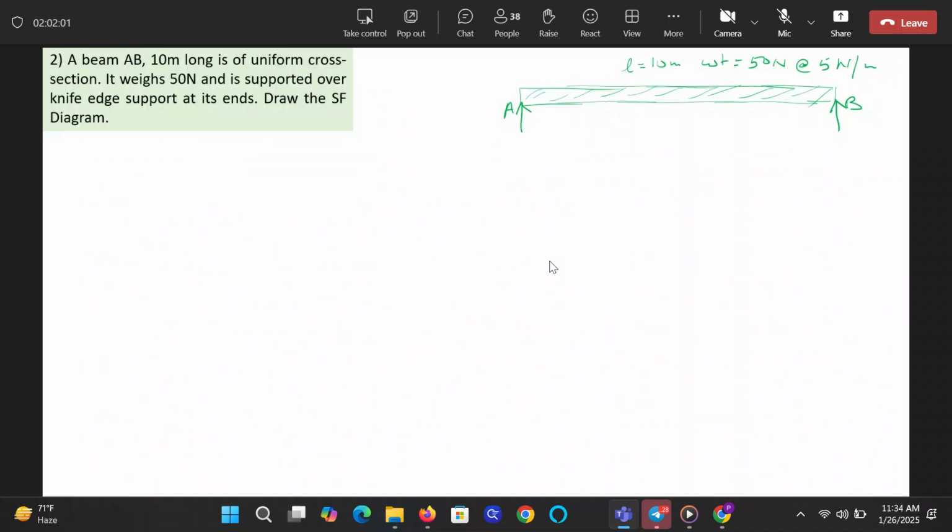Now, class, next is getting the reactions. Let's say reaction here is RA, reaction here is RB. Can you please calculate the reactions? I'm writing the answers directly because I know by looking at the diagram, but if you don't, 25. Yes, it is 25. Please calculate by moments if you have a problem. And I want you to apply common sense, guys. But if you are having a problem, we'll do it by moments also, no problem.